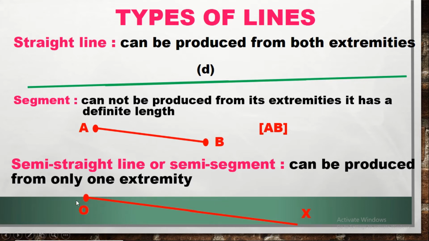How to name it? We name it from the start point to the ending point. We name it OX, but look at the figure please. It's closed from O, so at O we put a brace. Since it's closed at O, we cannot produce it, while from the point X it's open, so we put parentheses.